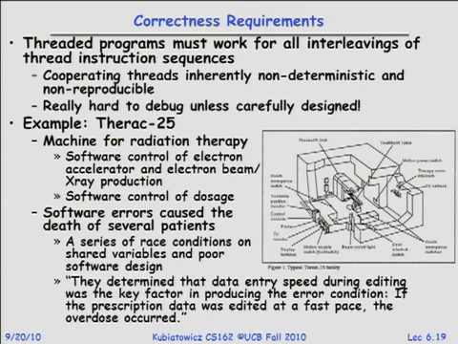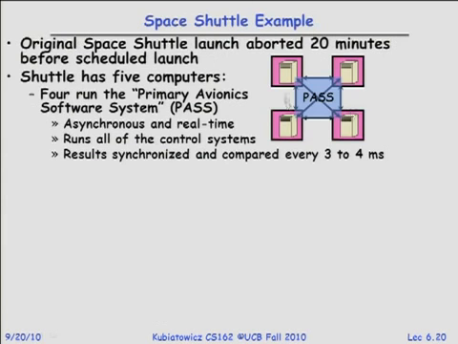The space shuttle is another example, a little less serious, but the original launch was actually aborted 20 minutes before the scheduled launch. The reason is the following. When they designed the shuttle, they tried to be really, really, really redundant. They actually had 5 computers. 4 of them all worked together doing the same thing, voting. And a 5th one was designed in a completely different way.